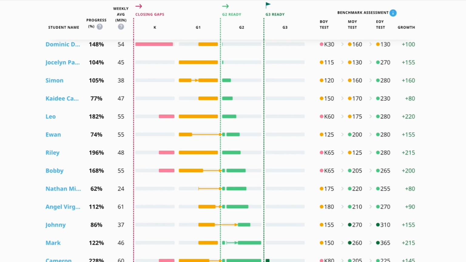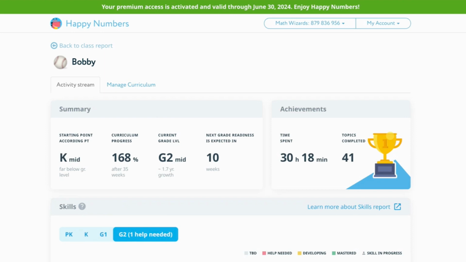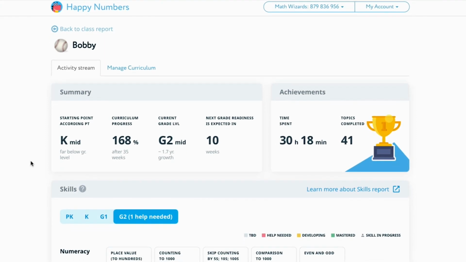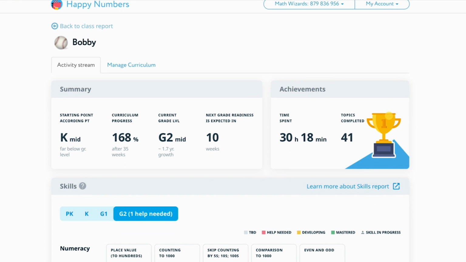If you're eager to explore your students' performance on the platform in more detail, click on their name to access the individual student report. Let's look at Bobby again. Within this report, you'll find valuable insights such as the student's initial placement at the beginning of the year and the progress they've made since then. You can also track their growth by reviewing their current grade level and their readiness for the next grade level.